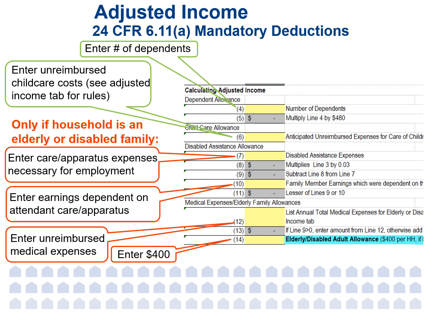In line 7, enter any unreimbursed reasonable expenses for attendant care and auxiliary apparatus for a household member who is a person with disabilities that are necessary to enable any member of the family, including the person with the disabilities, to be employed. In line 10, enter the earnings of any family member who is able to work as a result of this attendant care or auxiliary apparatus. The spreadsheet will make sure that the deduction does not exceed this amount.